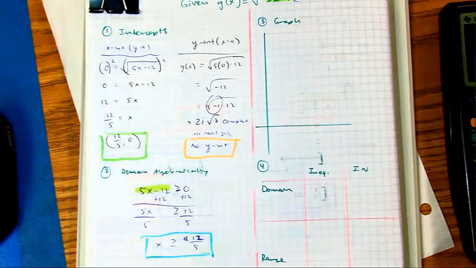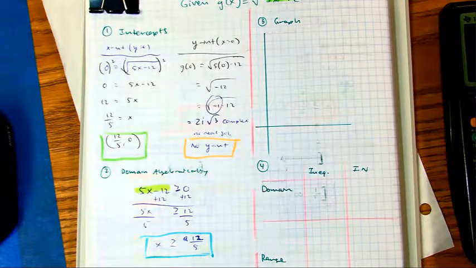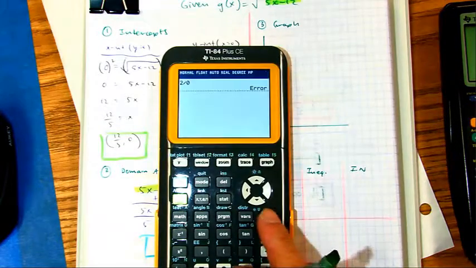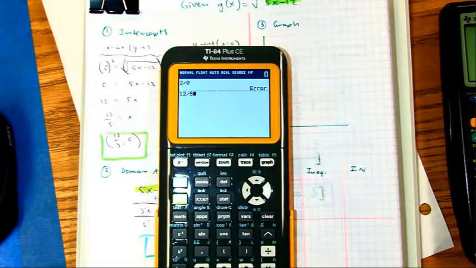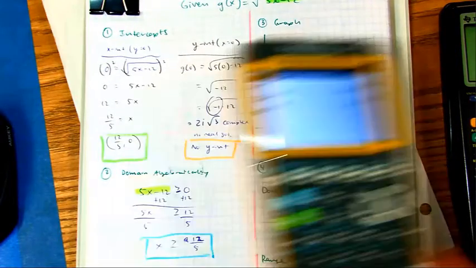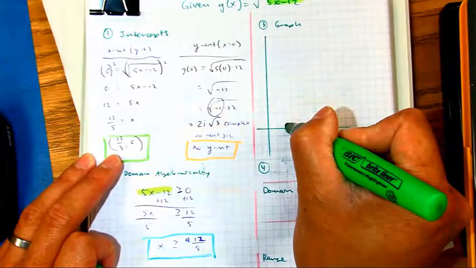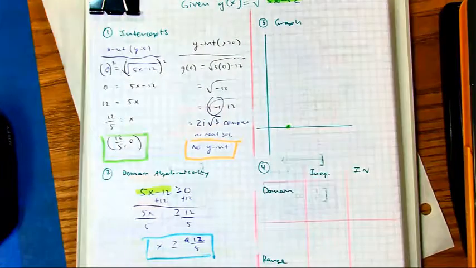Now, 12 fifths is really where? 2 point what? Someone put it in their calculators? 2.4. So between 2 and 3, closer to 2. There it is. Closed circle means it's included.